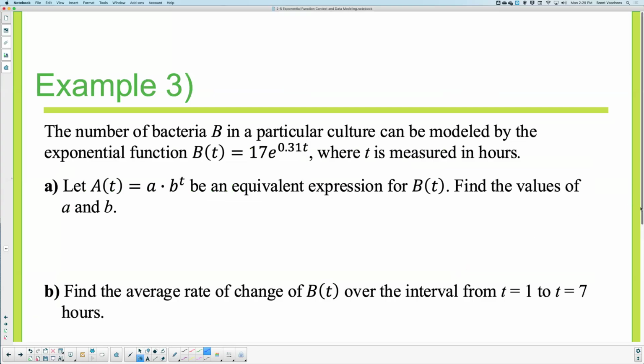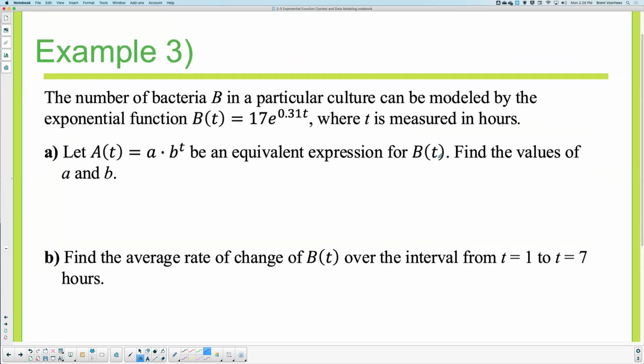So on example 3, what you're sometimes asked to do with the natural base is this. It'll say here on this problem, the number of bacteria B in a particular culture can be modeled by the exponential function B of t equal to all of this, where t is measured in hours. Let the function A of t equal a times b to the power of t be an equivalent expression for B of t. Find the values for a and b. Here's what I want you to know. Frequently with the natural base, we'll have to do this. I want you to see a is 17. That part is easy to determine.